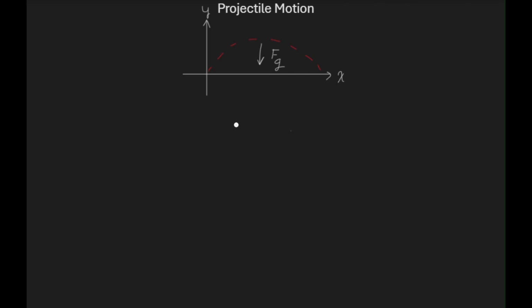Hello everybody! In this lesson, we'll be covering projectile motion. Projectile motion is the motion of an object thrown into the air, where the only force acting on it is gravity. We'll assume there's no air resistance.